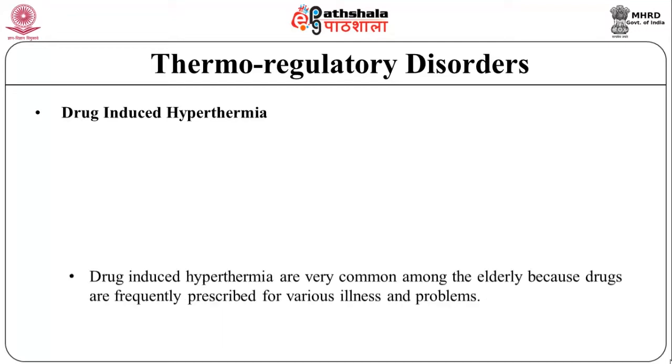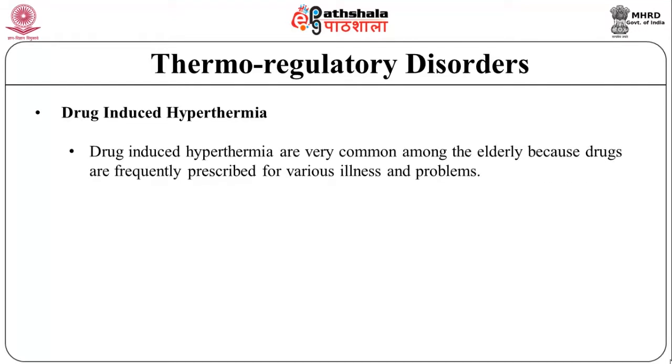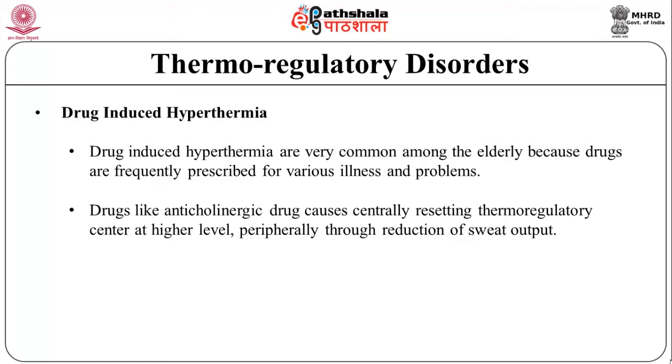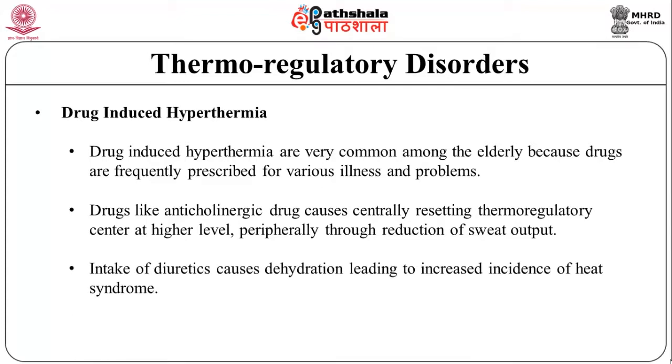Drug-induced hyperthermia is very common among elderly people because drugs are frequently prescribed to the elderly for various illnesses and problems. Drugs like anticholinergic drugs cause centrally resetting of the thermoregulatory center at a higher level, and peripherally a reduction of sweat output. Intake of diuretics causes dehydration, leading to increased incidence of heat syndrome.